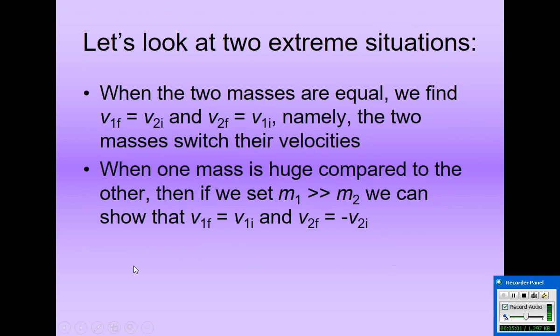Let's take a look at those two equations and what would happen in two extreme situations involving masses. The two extreme situations possible are when they're equal and when they are extremely unequal. So if we look at the situation where m1 is equal to m2, what we find is a rather interesting result.